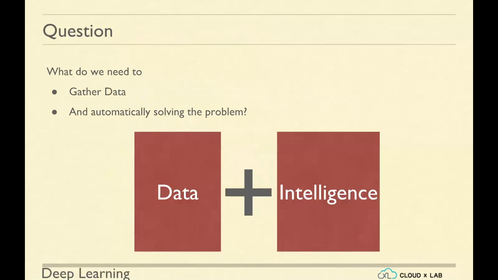So what we need to do is gather data and automatically solve problems. So data with intelligence. In case of Mario, we were able to gather the data by playing it again and again and observing it again and again. So that's how the Mario worked. There was data and there was intelligence.